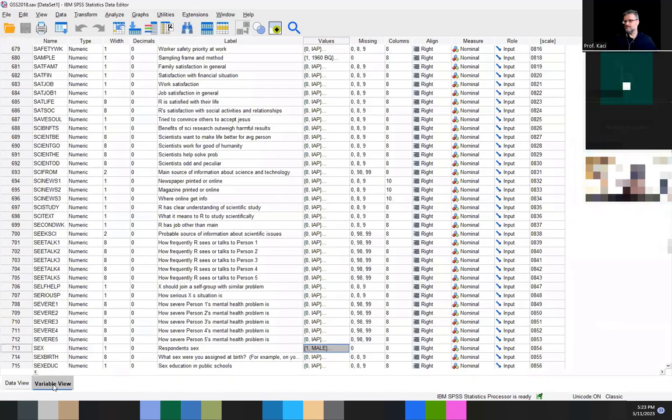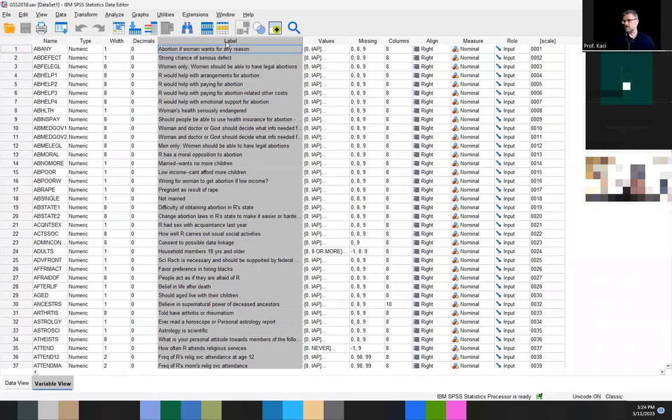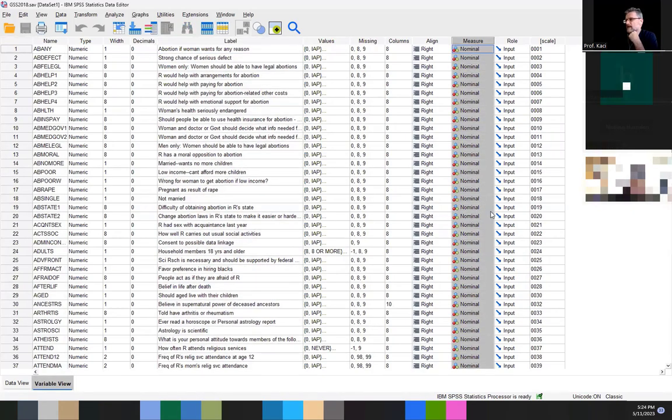We have the variable view, okay, and we have the variable name, the label, which is the longer name, the values, the measure. Sometimes the measure is incorrect here because they probably haven't had the time, or they didn't think that it's important to put all the correct measurements here. So sometimes as I go and I look at the variable and I want to use it for some tests, I change it, right? So I can change from nominal to ordinal or scale. Scale is interval or ratio.